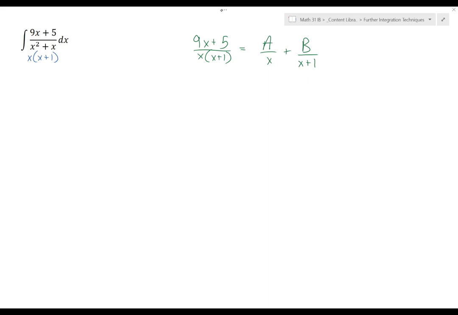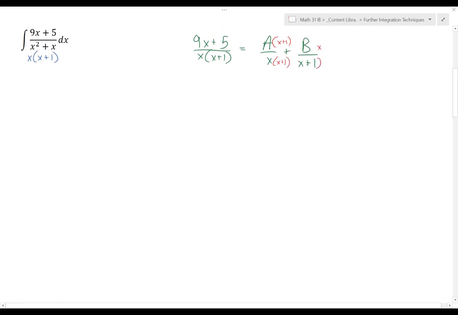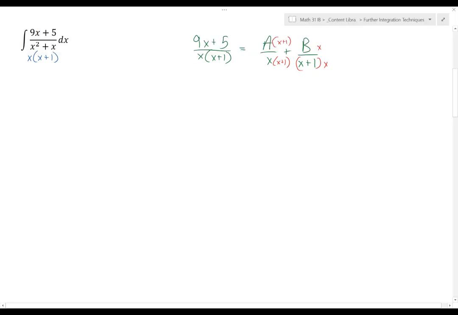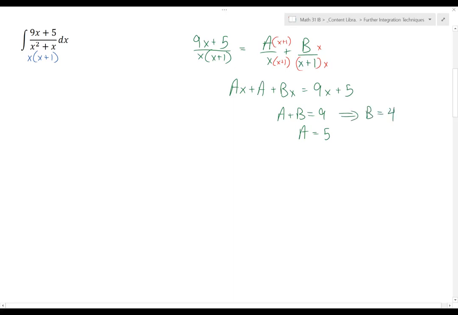So what would I do to add those two fractions together? Well, I would multiply by the missing factor top and bottom in order to get them to a common denominator. And that means that these numerators would have to be equivalent. In other words, ax plus a plus bx has to be equal to 9x plus 5. Well, that means that a plus b has to equal 9, and a has to equal 5. Taken together, that means that b also has to equal 4.